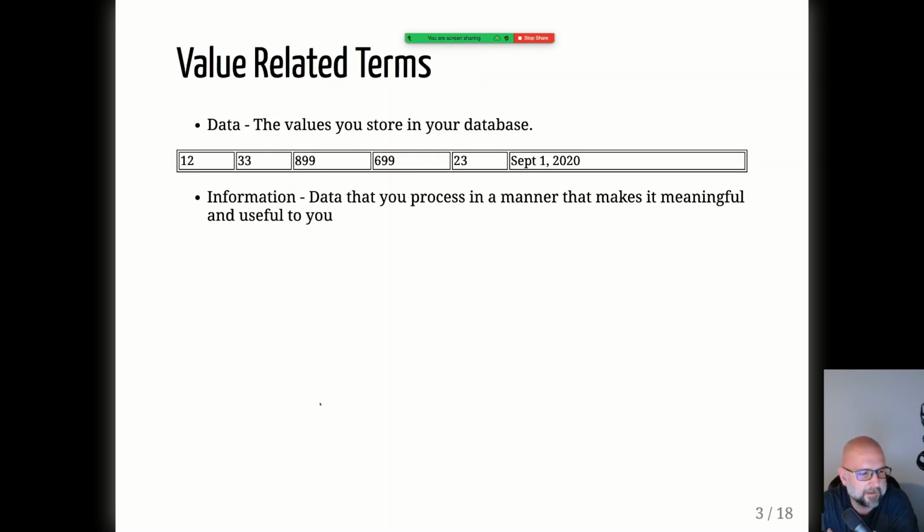We talked last week about the difference between data and information, and I like the way the book laid it out. So data is the values you store in your database. If we look at this example record from a database table, you have a bunch of values: 12, 33, 899, 699, 23, September 1st, 2020. Can anyone tell me what those mean? I think the only thing we know is the date. Anything else is just a number. Yep. Anybody want to guess?